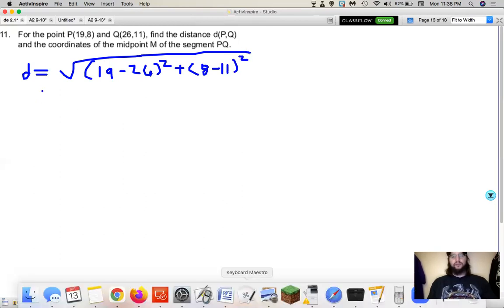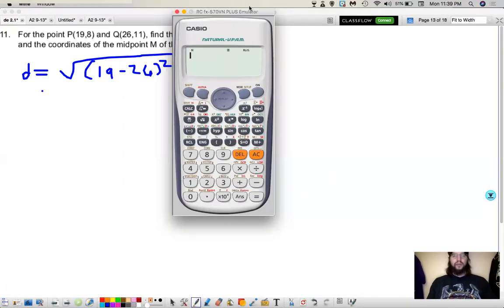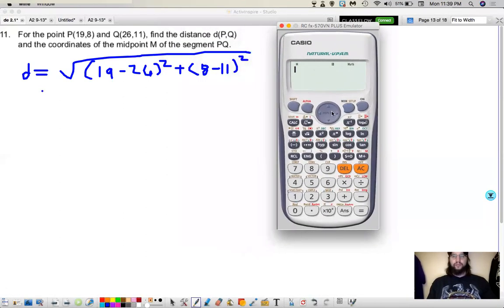Okay, well, I'm not even doing any work. We've got the calculator, right? Mode 1, type it in. Square root of 19 minus 26 squared plus 8 minus 11 squared. Square root of 58.